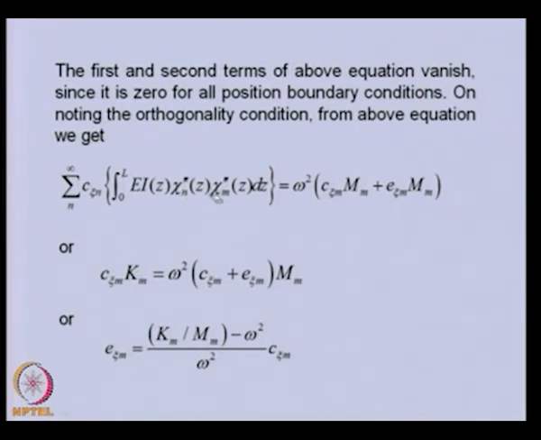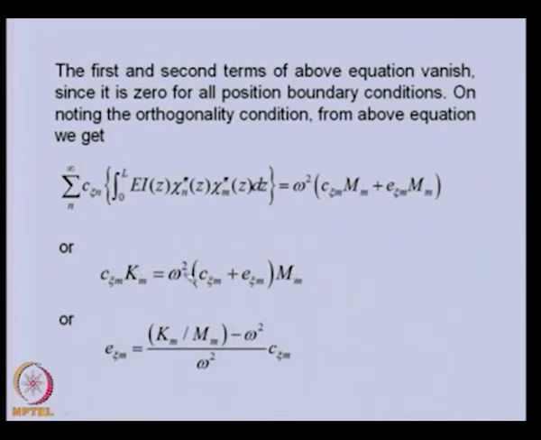They will basically be 0 if m is not equal to n. That means only one term will be left out, corresponding to m equal to n, and the others will be 0. So the corresponding generalized stiffness is written here. So now we can see that we could get this particular expression.